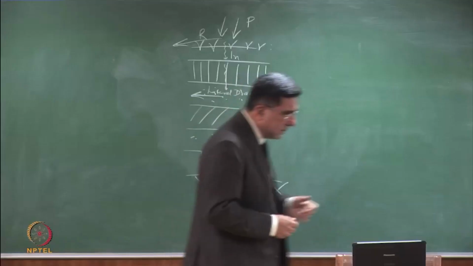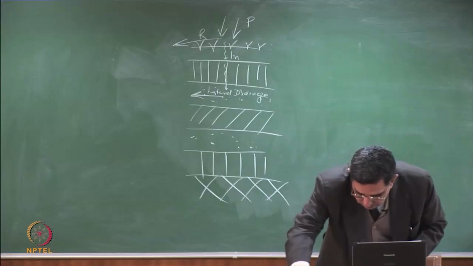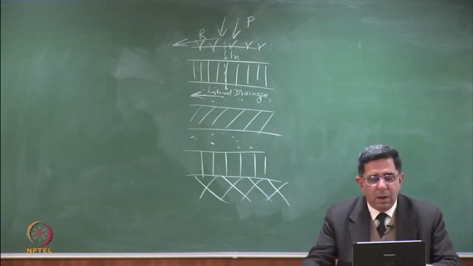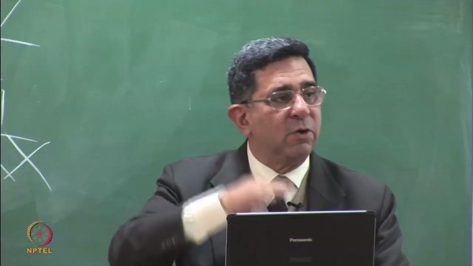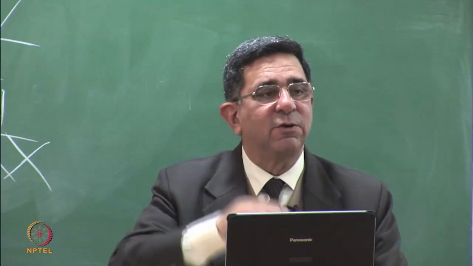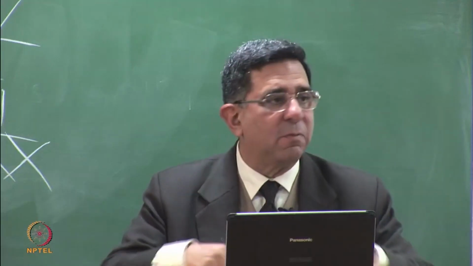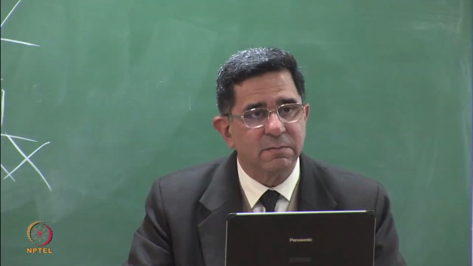So when I look at the materials here, I'm saying I can have a drainage layer made of sand and gravel, or I can have a drainage layer made of geonet overlying a geomembrane. So on the geomembrane you can put the geonet, on the geonet you can put a geotextile, and on top of it you can put the protective layer.